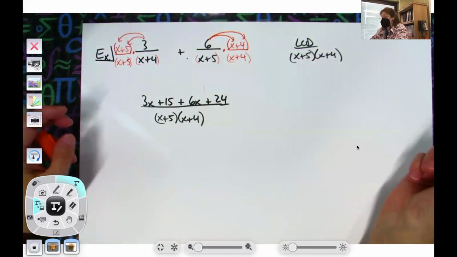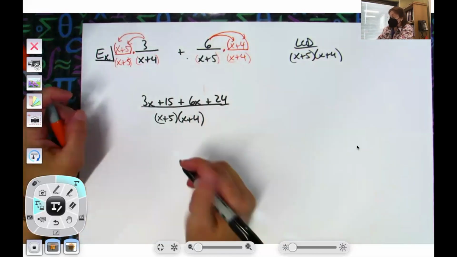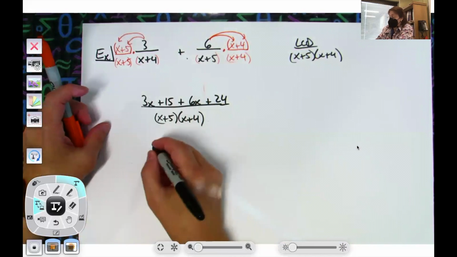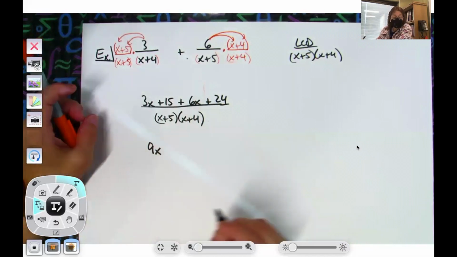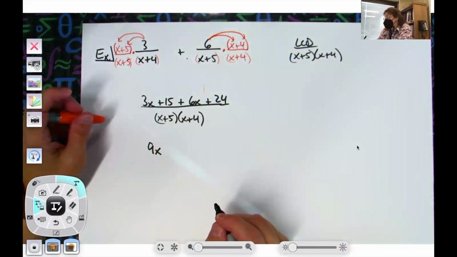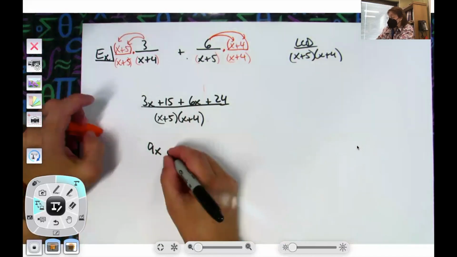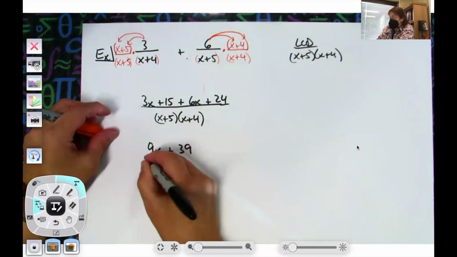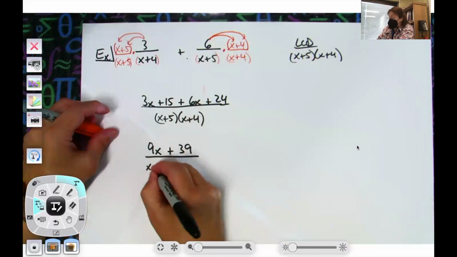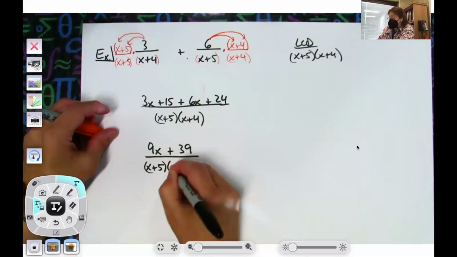Now I can add some like terms on top. I've got a 3x and a 6x, which is going to give me a 9x. That 15 and 24 is going to give me 39. And then I've got the x plus 5 on the bottom and the x plus 4 on the bottom.